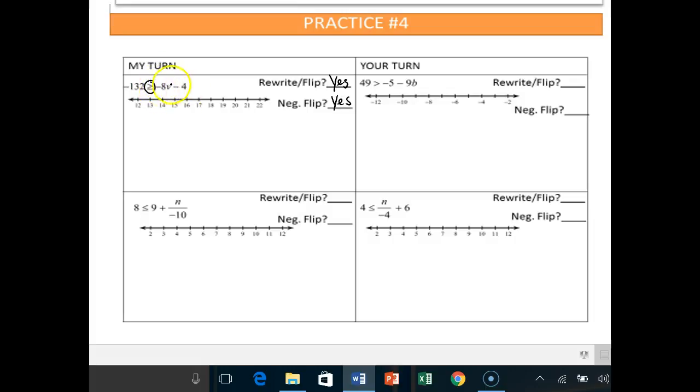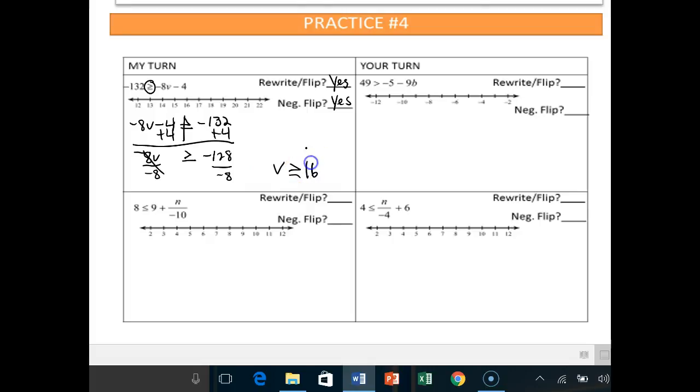So I need to rewrite negative 8v minus 4, but keep the sign exactly the same, greater than or equal to negative 132. And now I can go ahead and go to work. All right, so I will start by adding 4 to both sides. I'll have negative 8v, being aware of my negative, greater than or equal to negative 128. So I'll finish by dividing both sides by negative 8.